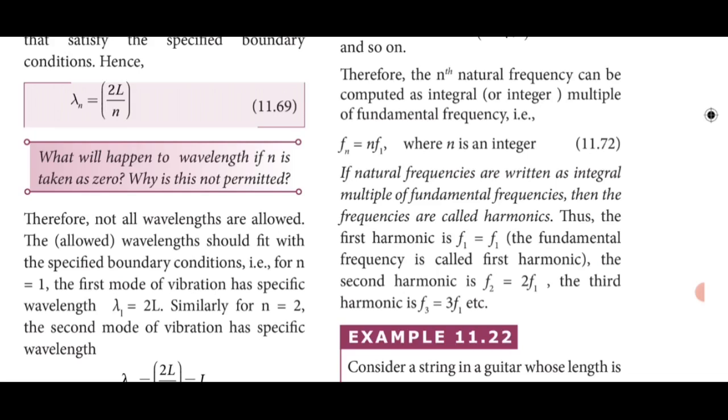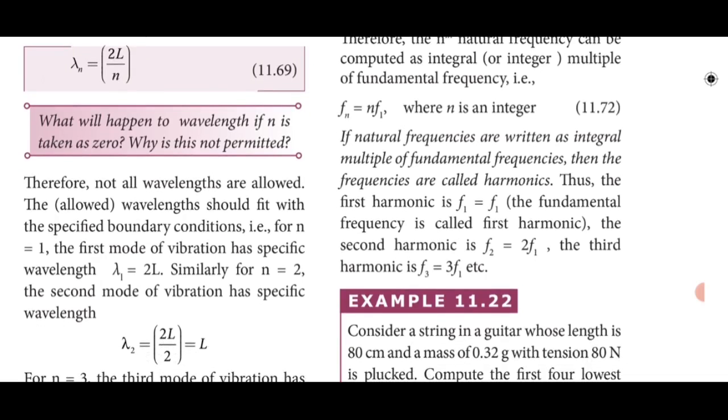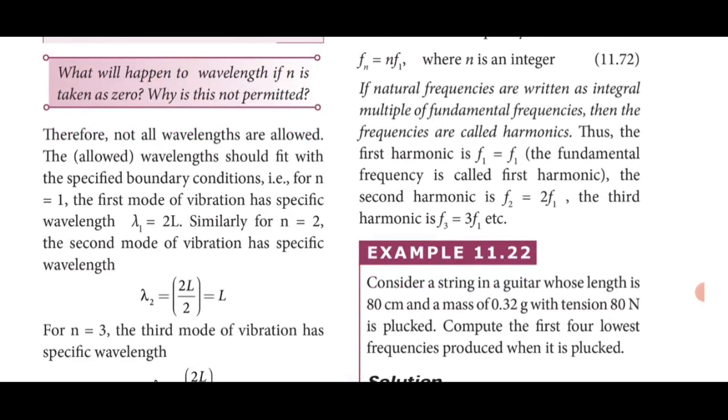Where n is an integer, if natural frequencies are written as an integral multiple of the fundamental frequency, then the frequencies are called harmonics. It's a very important word, mark it. The first harmonic is F1, substituting n = 1. The second harmonic F2 = 2F1, substituting n = 2. Like that we get the nth harmonic. So the third harmonic is F3 = 3F1.